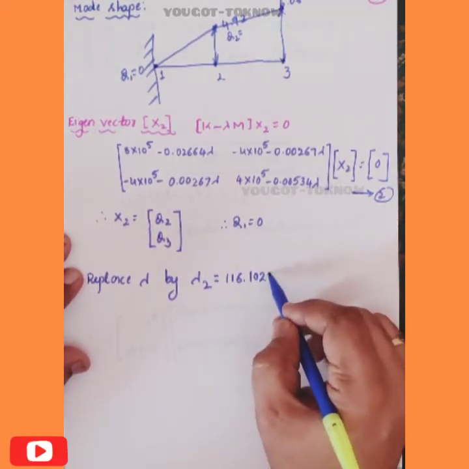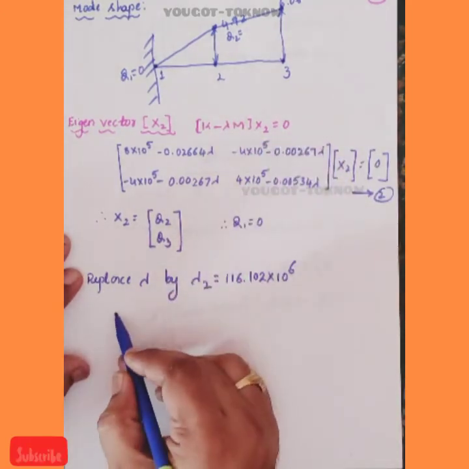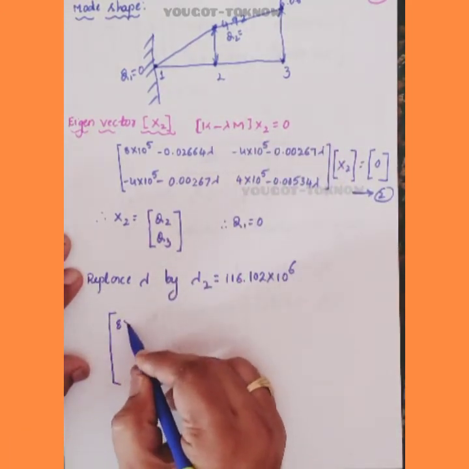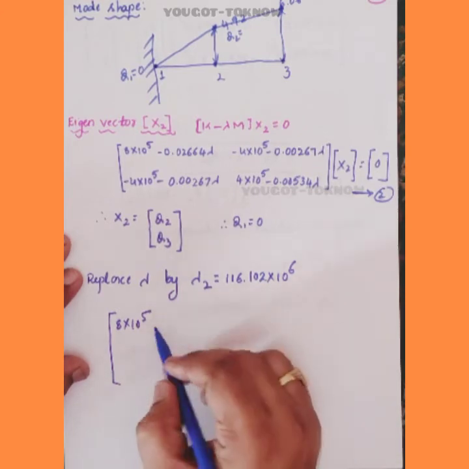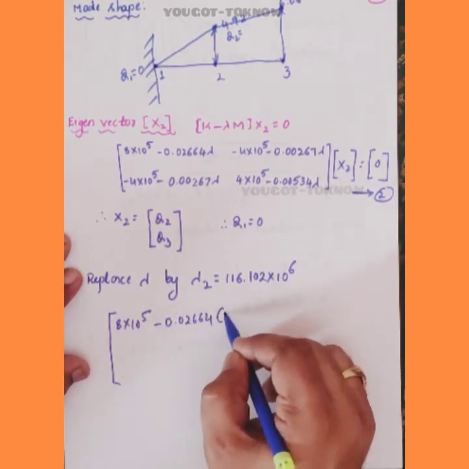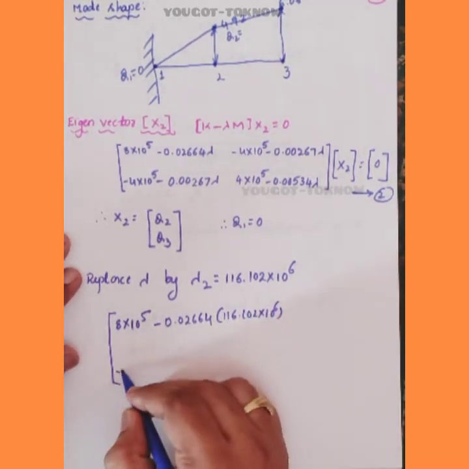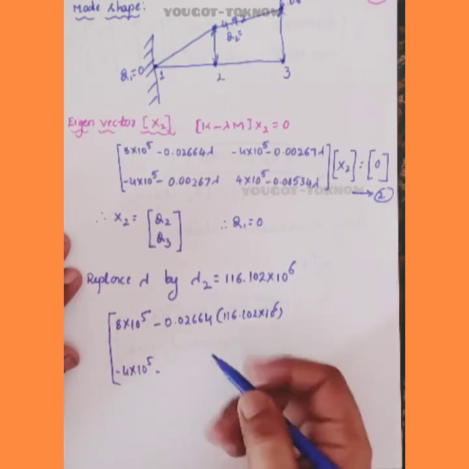116.102 into 10 power 6. Now, repeat the same procedure. Substitute your value of lambda. 8 into 10 power 5, minus 0.02664 into lambda 2. What is lambda 2? 116.102 into 10 power 6. Okay. Next, minus 4 into 10 power 5.